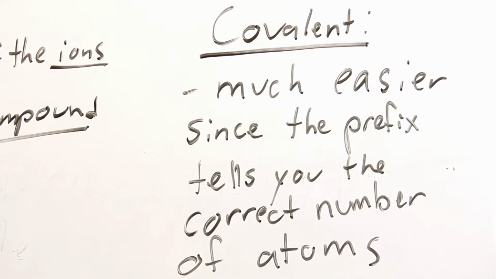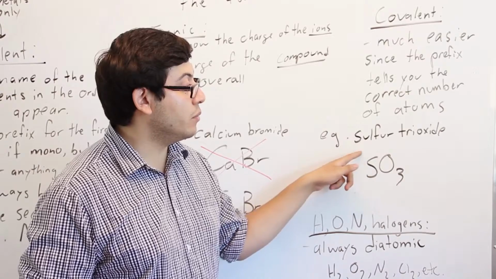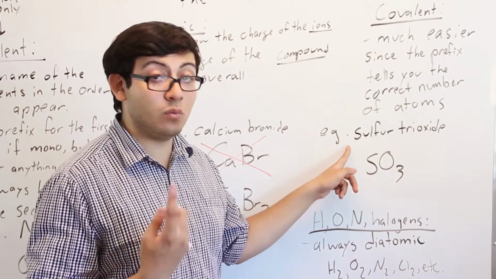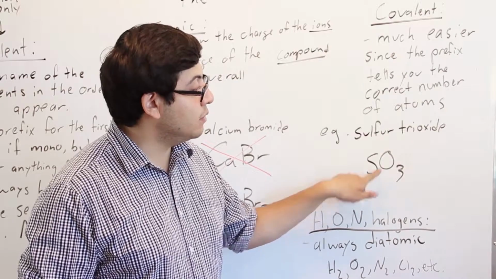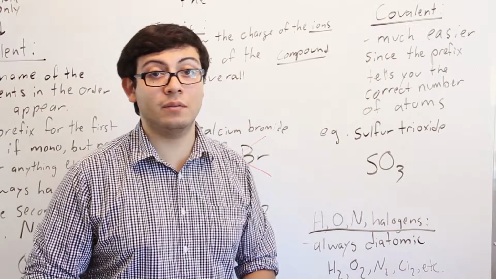For naming covalent compounds, it's a lot easier because they have prefixes telling you how many you have. So something like sulfur trioxide: remember, because it's the first element, we don't need to write anything, so there's no mono at the front, but we know it's 1. So S, and then trioxide, 3 oxygens, SO3.